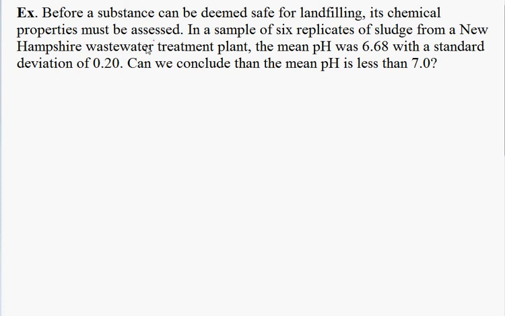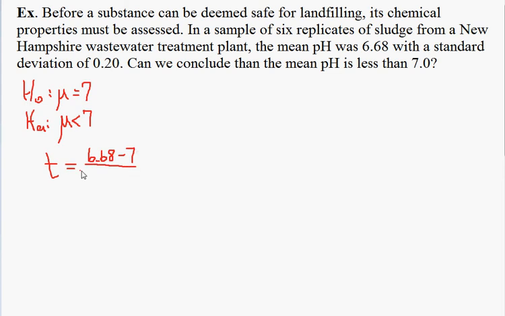Okay, so in doing so, the null hypothesis will be that the mean is equal to 7, and the alternative hypothesis will be that no, it's not equal to 7, the mean is indeed less than 7. And we have our test statistic t, and this will be set up as usual: the sample average minus the null value, divided by the standard error for the average. And we have 6 replicates, so square root of 6.